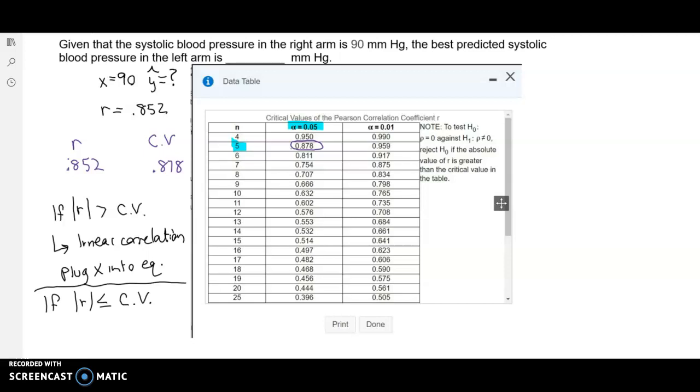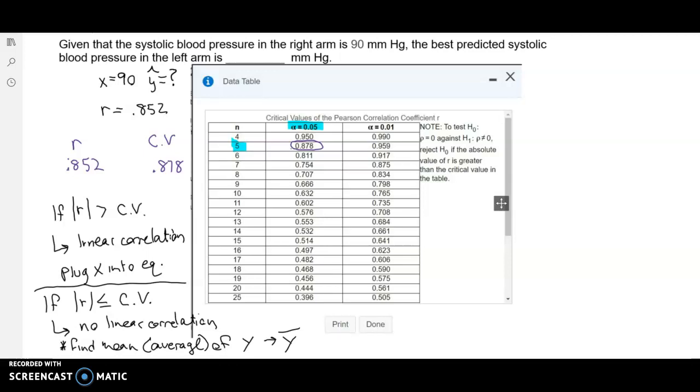You could have your absolute value of R be less than or equal to the critical value. In that case, we don't have enough evidence to support a linear correlation. So we'd say there's not enough evidence for a linear correlation, so no linear correlation can be assumed in this case. What do you do in that case? You are going to find the mean, or the average, of the y values. That's called y bar.